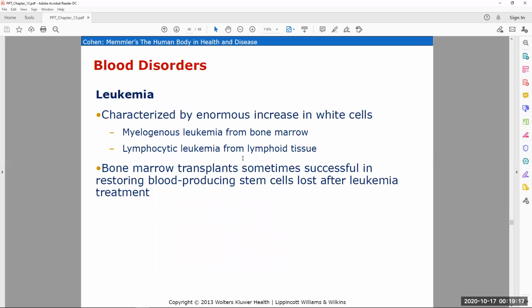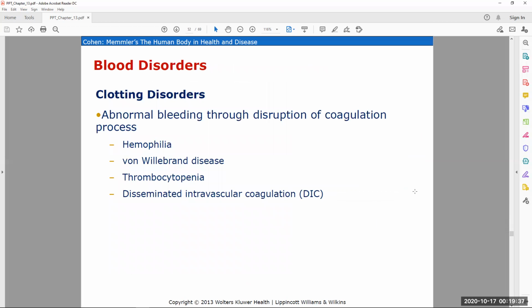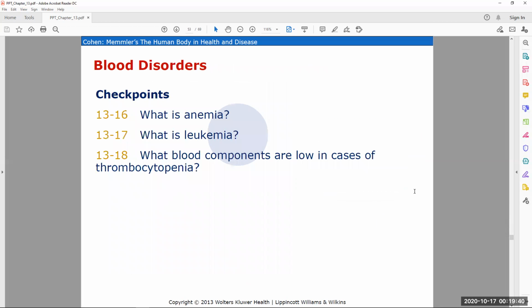Leukemia, right, is characterized by an enormous increase in white cells, and of course this abnormal growth is often referred to as cancer of the white blood cells. They are noticed in a blood smear. You see a higher than usual amount of these cells. Right, clotting disorder. For our purpose, we just have to appreciate the clotting cascade, and do know that clotting disorders could occur when this cascade does not function as it should.